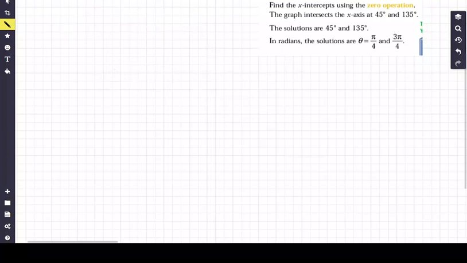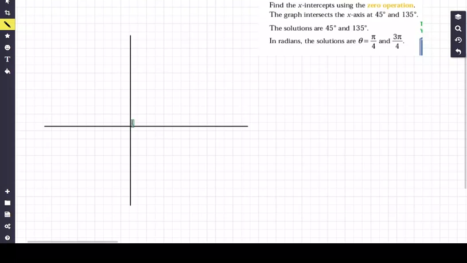Let's draw a sine graph real quick. I'm supposed to draw like this, right? Now, look at it. For every 360 degrees, there's going to be two different solutions. So in our case, we found the first solution. It's 45 degrees. But what about the second solution?